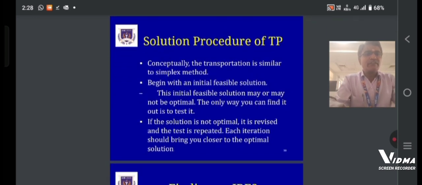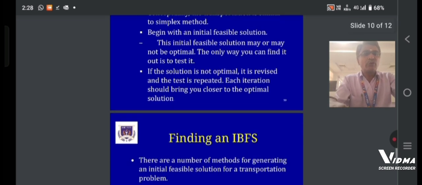Solution procedure of TP, that is transportation problem. Conceptually, the transportation method is similar to the simplex method. Begin with an initial feasible solution. This initial feasible solution may or may not be optimal. The only way you can find out is to test it. If the solution is not optimal, it is revised and the test is repeated. Each iteration should bring you closer to the optimal solution.